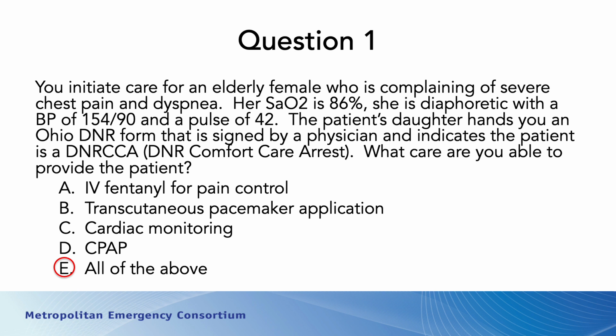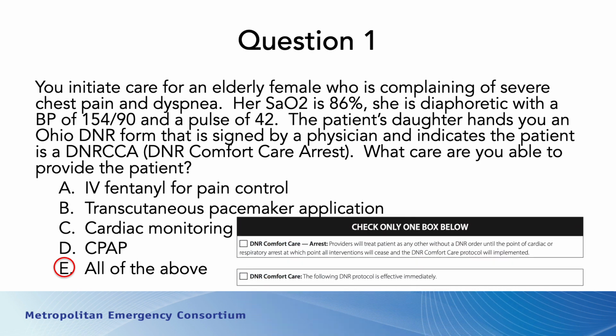I like to point out that fentanyl for pain control and CPAP for airway support is allowed for DNR CCA as well as DNR comfort care. So it doesn't matter what their status is, you can use those two interventions, whereas cardiac monitoring for a CC patient is inappropriate, as is pacemaker application. So this is just the form that you'll see, and you'll look to see that this patient would be marked with the DNR CC arrest.